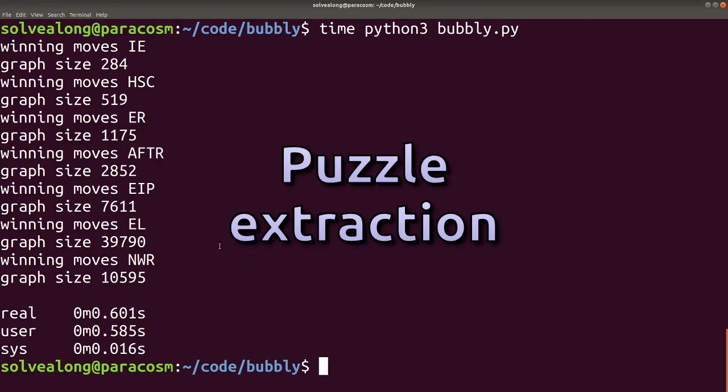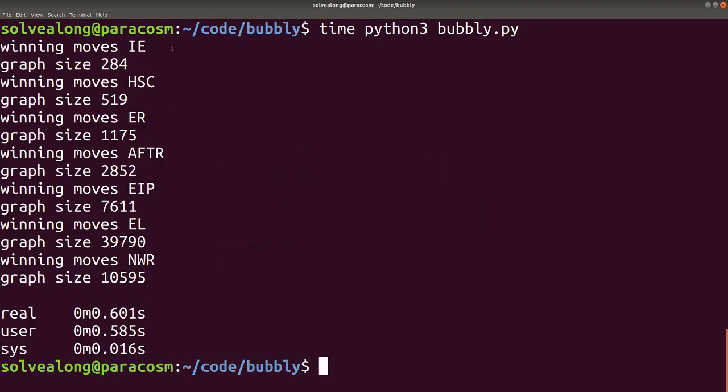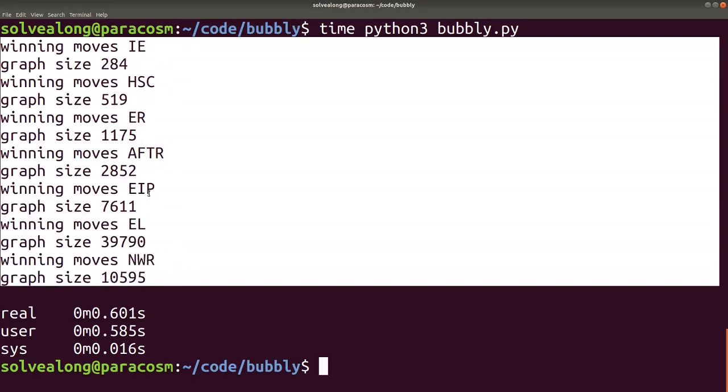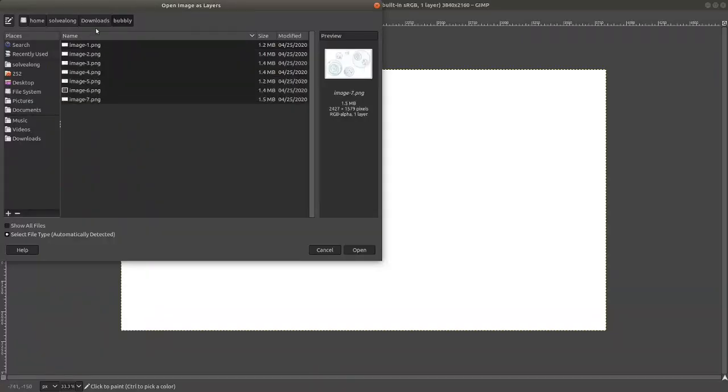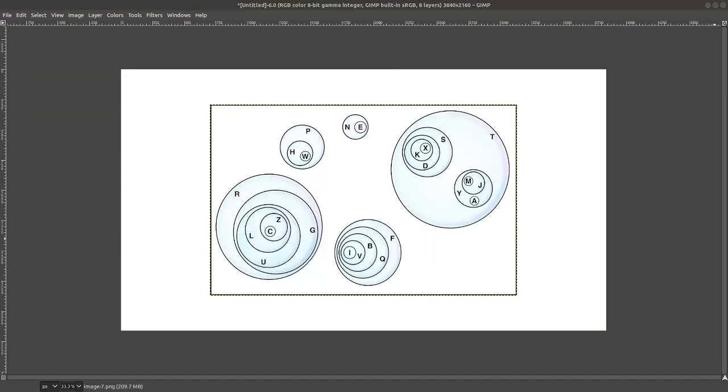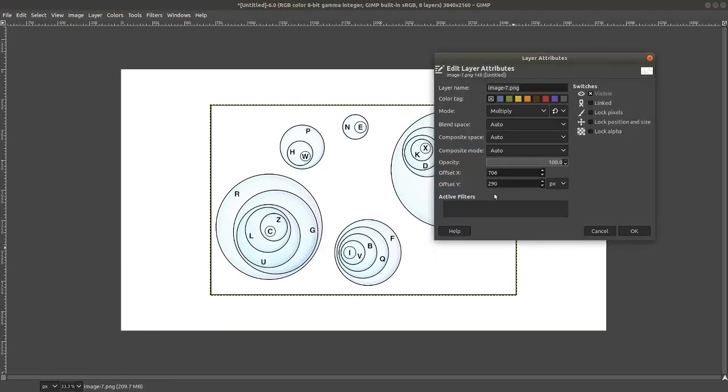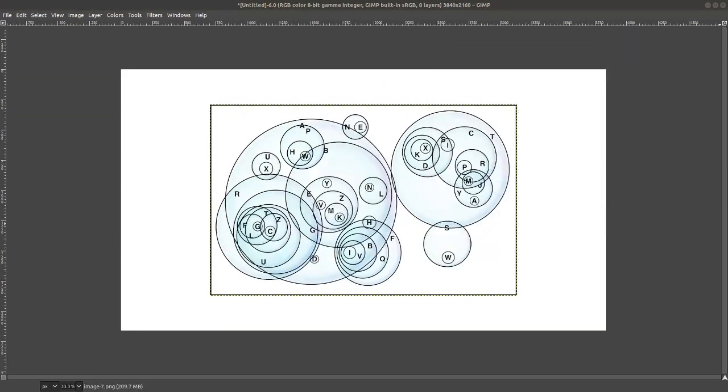Okay, and just so we have the complete solution to the puzzle in the video, let's go over what you do once you get the winning moves. I'm going to open up the 7 puzzle images on top of each other. You need to be able to see through them. All right, great.